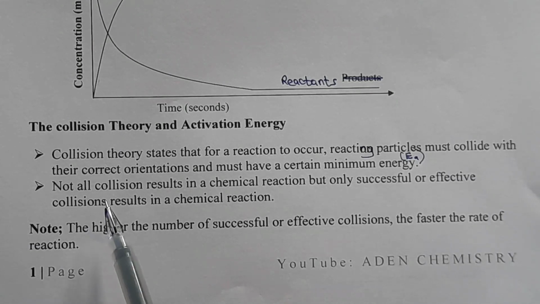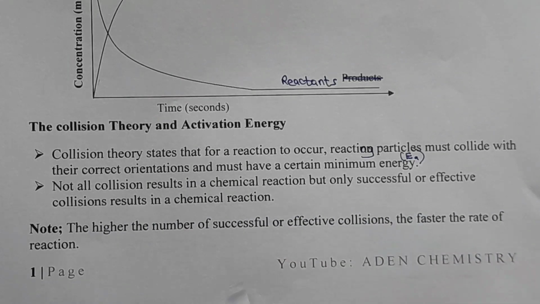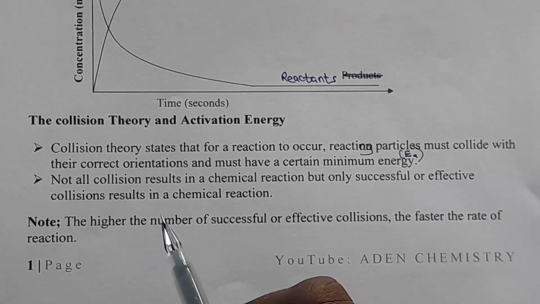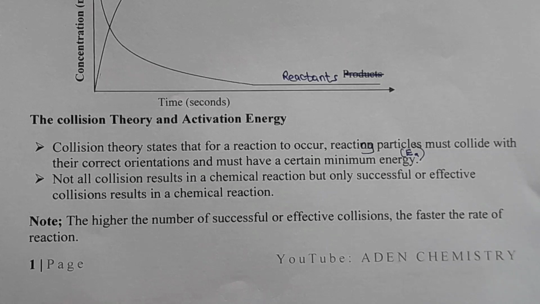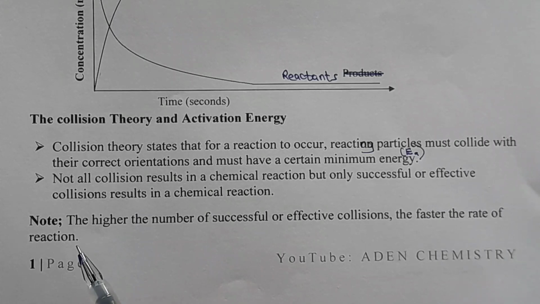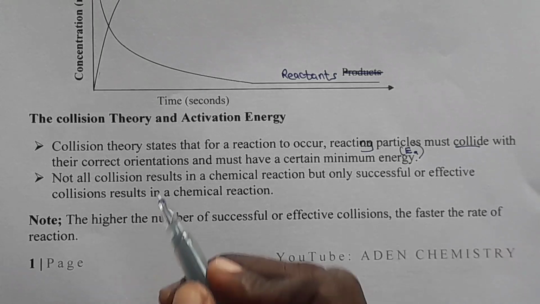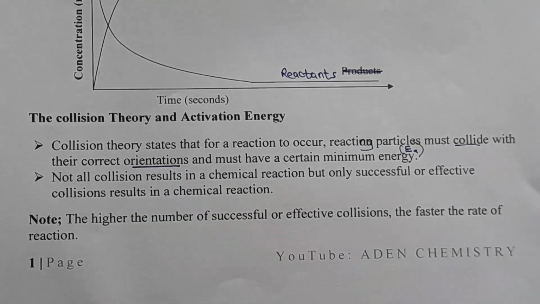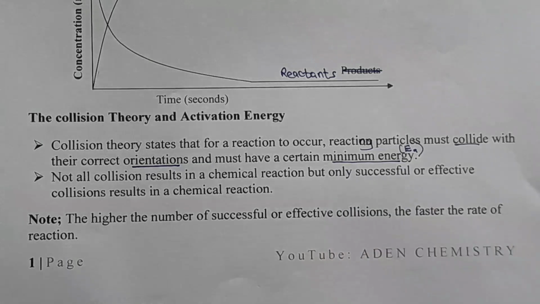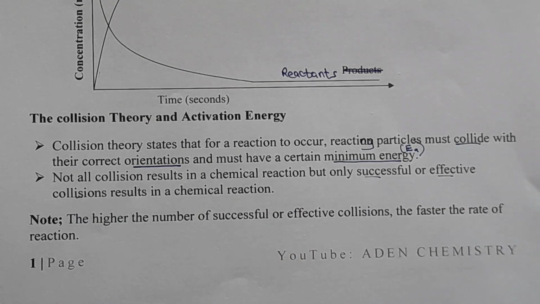Okay, we are told not all collisions result in a chemical reaction, but only successful or effective or fruitful collisions result in a chemical reaction. So when you are stating the collision theory, you are supposed to capture 3 things. That 1, the reacting particles must collide. That's 1, and they have to collide with their correct orientation, and they have to have that minimum energy known as activation energy.